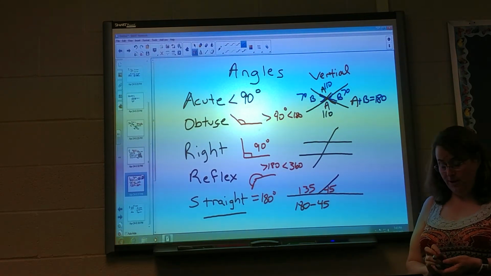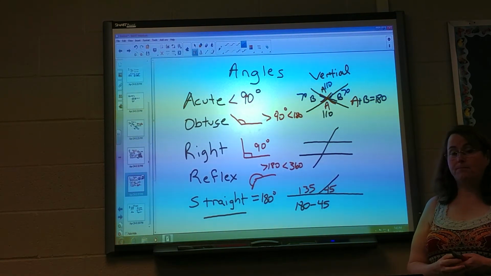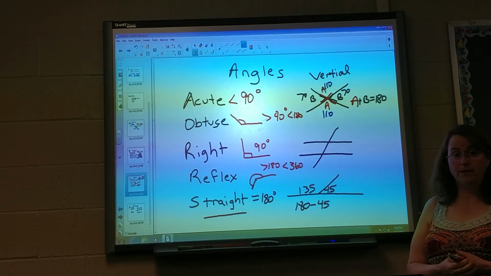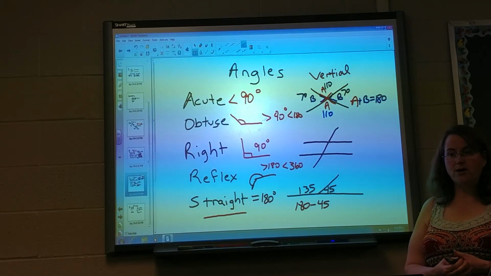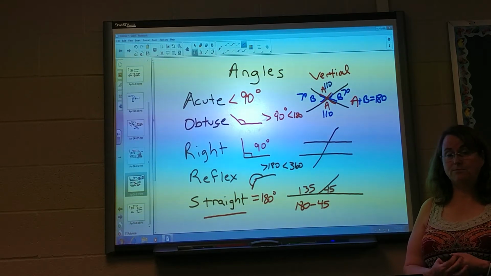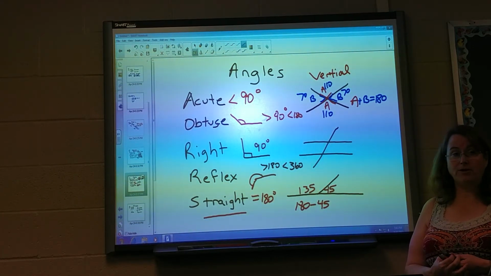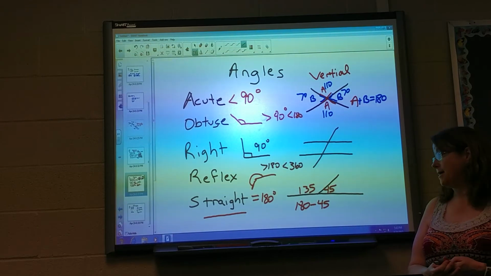Something to be very careful of on these tests, the pictures are not drawn to scale. So it may look like a 30-degree angle, but it really may be a 60-degree angle. That's okay. Just do the math. Don't worry about what the picture looks like.